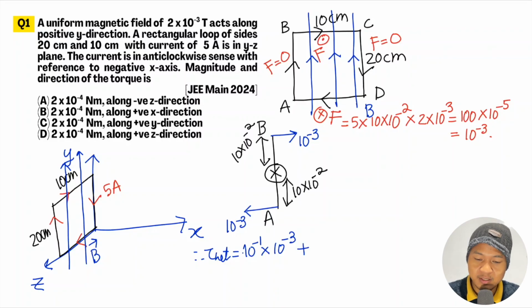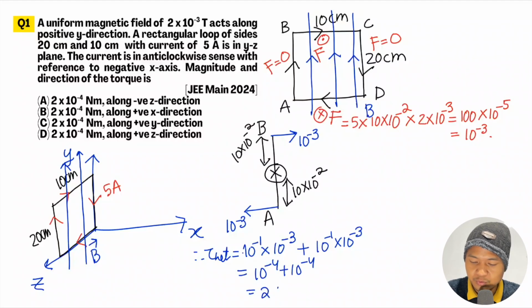Plus, the other one. We have to see the sense of rotation: one is clockwise and the other is also clockwise. So the direction of torque is the same, so you have to add them. So the first is 10 power minus 1 into 10 power minus 3. So that means if you solve this you'll have 10 power minus 4 plus 10 power minus 4, which is 2 into 10 power minus 4 Newton meter.